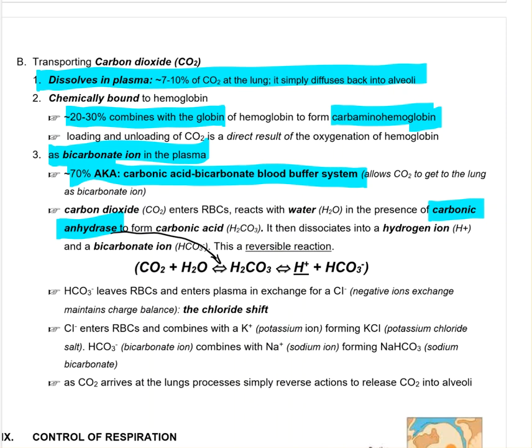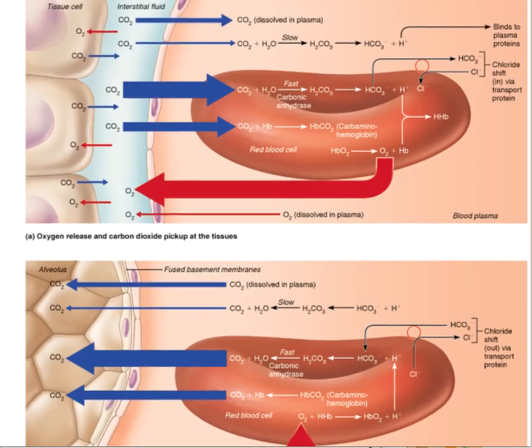Now, let's look at that. So we're going to bring this back up. What we're looking at here is this one and this one. These two are the ones we're going to look at right here. So we're going to start on the inside. Carbon dioxide leaves the tissue cells, goes into the interstitial fluid, goes across the membrane into the blood plasma, goes across the membrane into the red blood cell. Okay?